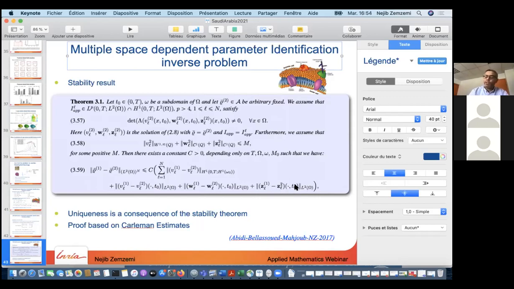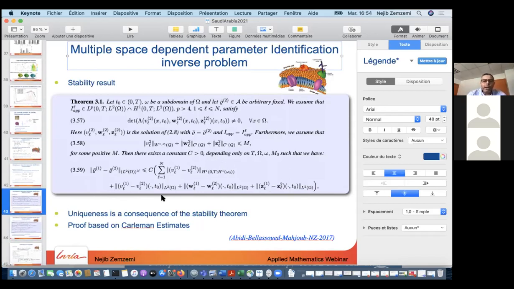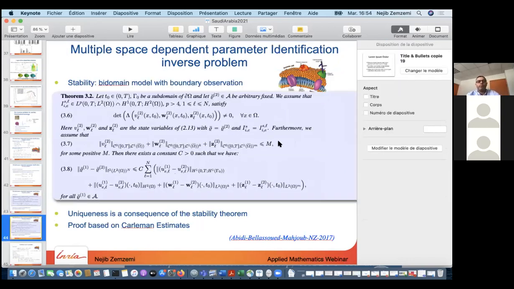But if we suppose that the heartbeat is periodic, then we can expect that this T0 could be equal to the period, and then we have the measurement as the initial condition. So this could be solved this way. We also improved this model by changing the observation from a subdomain to a subboundary. This is the result in the paper with Abidi et al.